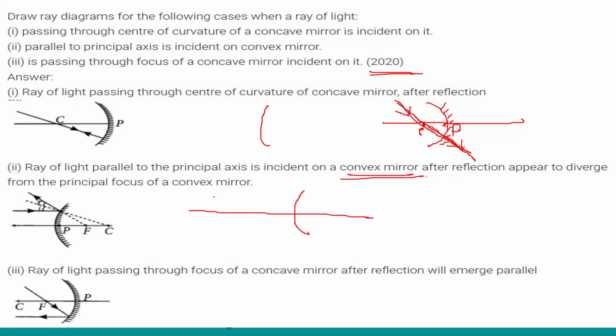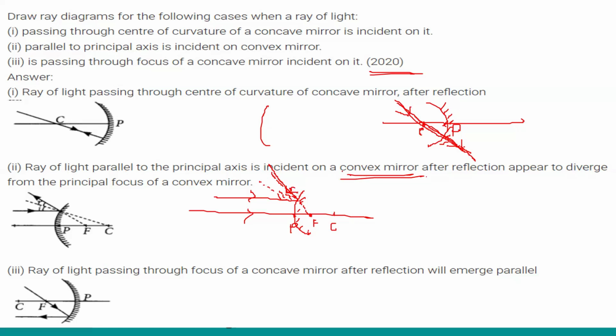Now the light is parallel to the principal axis. After reflection, what happened? The ray will reflect like this, but it appears to meet at this point. This is F and this is the center of curvature C, and this is the pole P. If you draw a normal here, this is the angle of incidence i and this is the angle of reflection r. So this is the ray diagram for light parallel to the principal axis incident on a convex mirror.